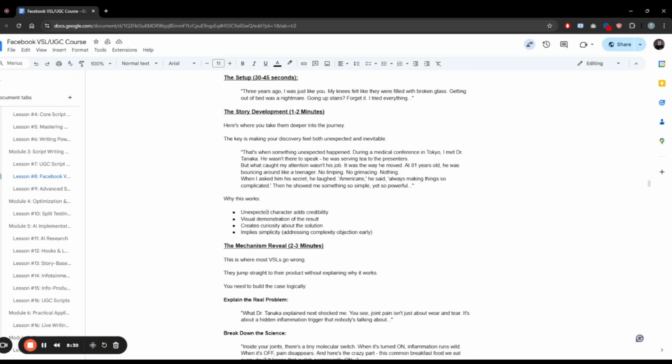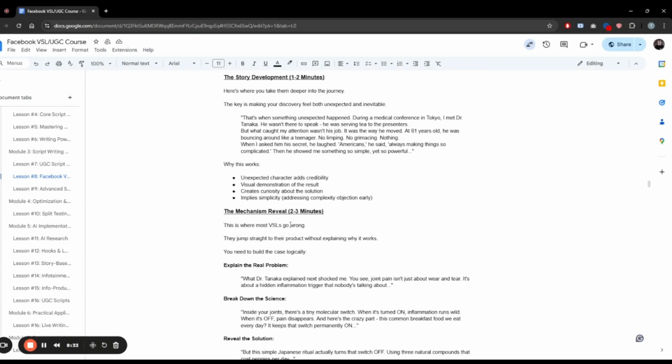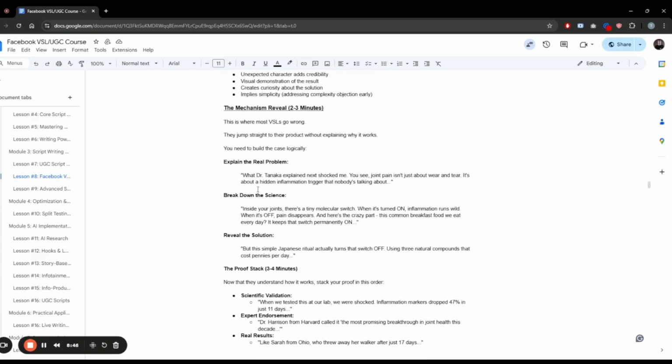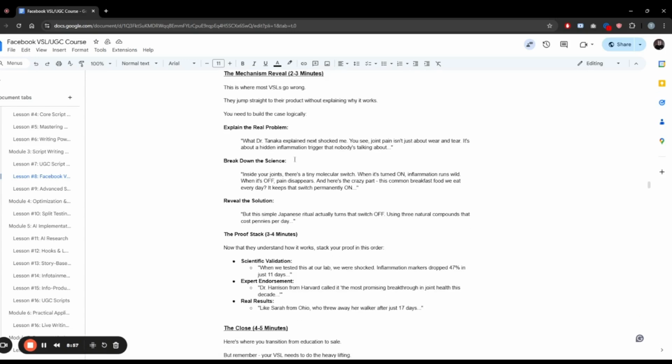And then, after the story development, you have the mechanism reveal. This is where many VSLs go wrong. They jump straight to the product without explaining why it works. Here you need to build the case logically. So you explain the real problem. You can say, what Dr. Tanaka explained next shocked me. You see, joint pain isn't just about wear and tear. It's about a hidden inflammation trigger that nobody is talking about. Then you break down the science. You can say, inside your joints, there's a tiny molecular switch.